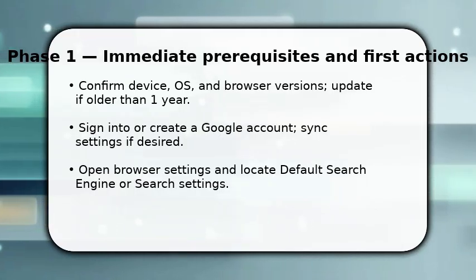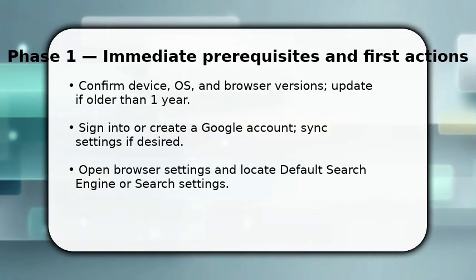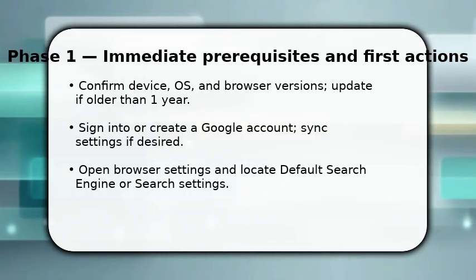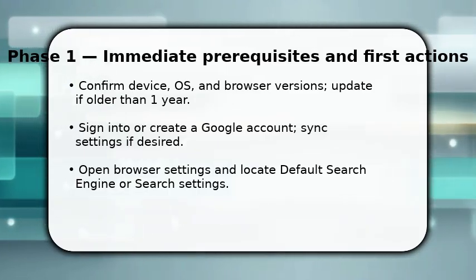Now open your browser settings and find Default Search Engine or Search Settings. You will change this value to Google. Follow along step by step, because changing defaults varies slightly between browsers, and doing it now prevents redundant work later when you customize search features.